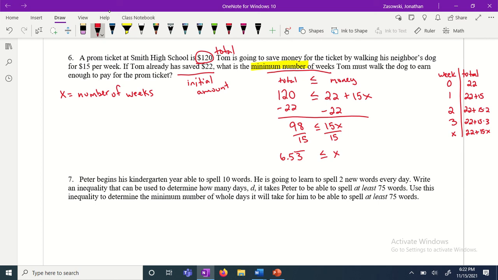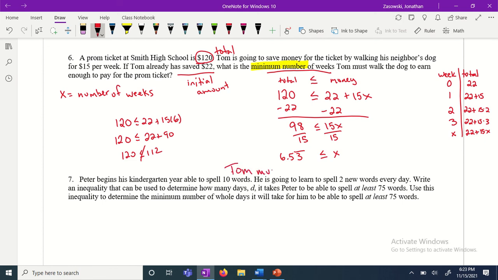So if I plug in 6, right, 120 less than or equal to 22 plus 15 times 6, and we check it, whoops, it's not 22. This is 120, right, which is less than or equal to 22 plus 90. So this is 112. And this doesn't work. So we know that 6 is out. Therefore, I know 7 is going to be my answer. Okay? So then we make our statement.